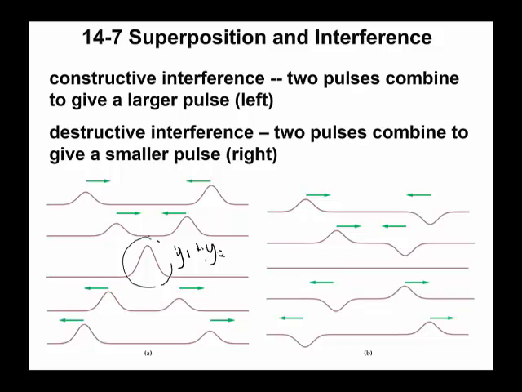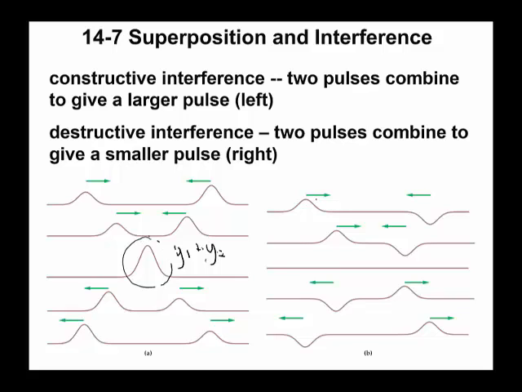And then once those meet in the middle, they're going to go on their merry ways like they never even met. So this one that was traveling left continues to go left. The one that was traveling right continues to go right. Now this is called constructive interference because it adds up and constructs a bigger wave.